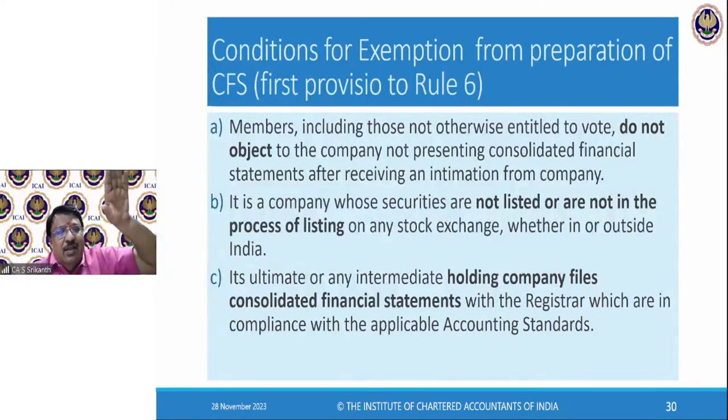Basically, they are saying certain companies need not consolidate, provided members, including those not otherwise entitled to vote, do not object. Meaning, if a differential voting right share has no right to vote, even those members should not object. There may be members with zero vote but only entitled to dividend. Even those should not object. Preference shareholders are not members, so let's not go there.